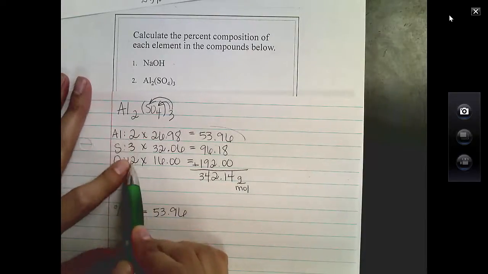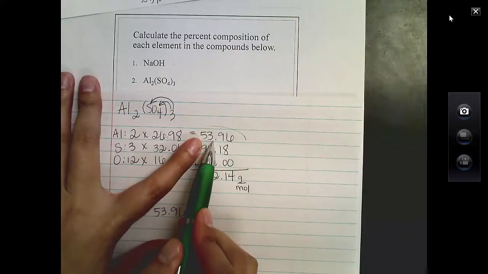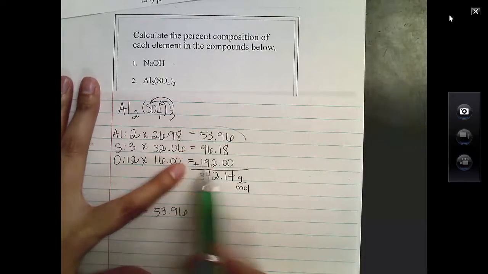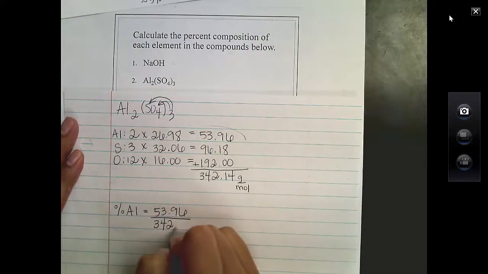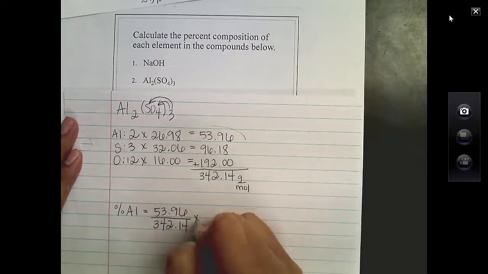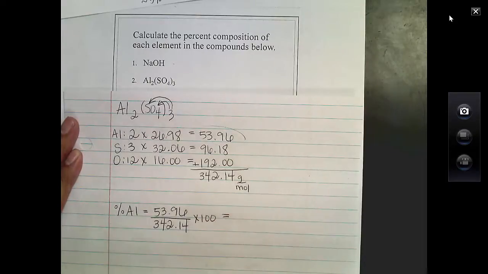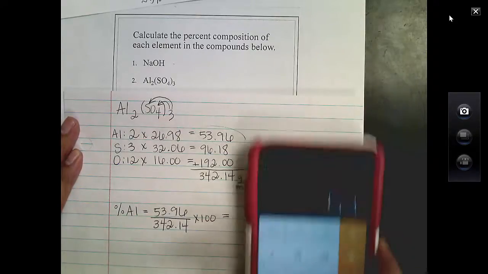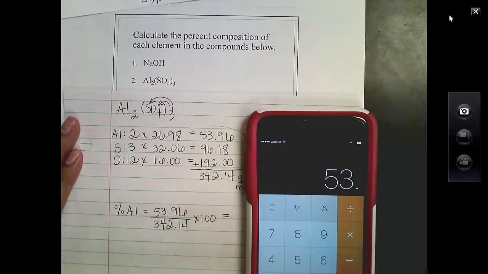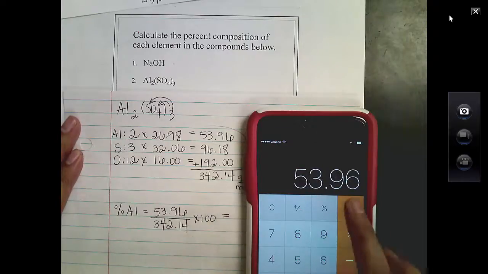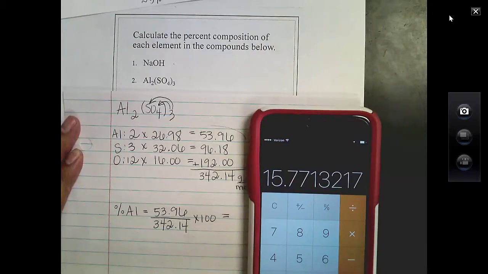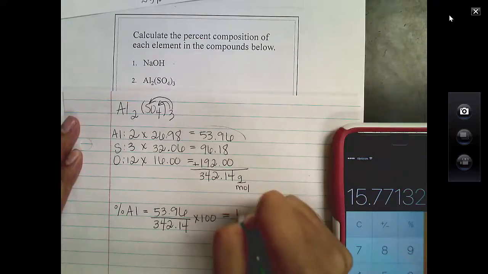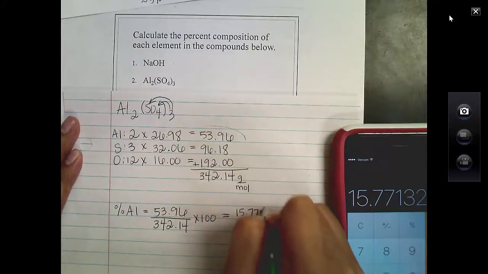So if there are more than one, you should use the total amount of mass for that element, divided by the mass of the compound, times 100. Put that into your calculator. You can see over here off to the side, 53.96 divided by 342.14 times 100, 15.77%.